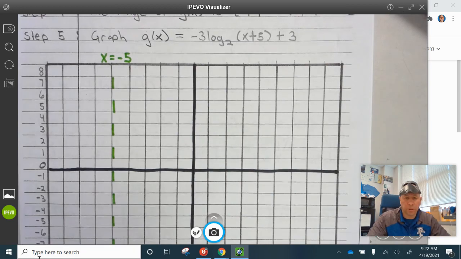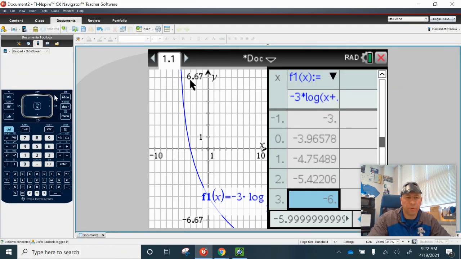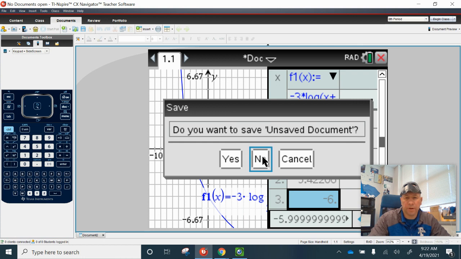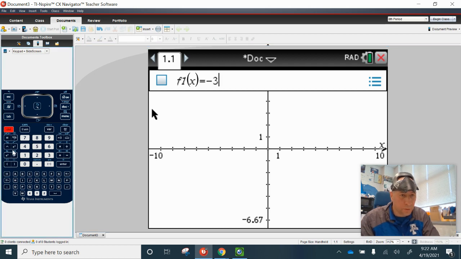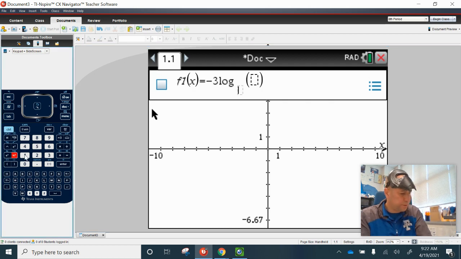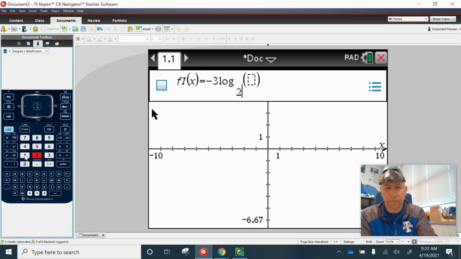All right, now we're going to go to our calculator. We're going to go to on, new document, no, add graph, and we're going to type in -3, and then we'll do control log base 2 of (x + 5) + 3.